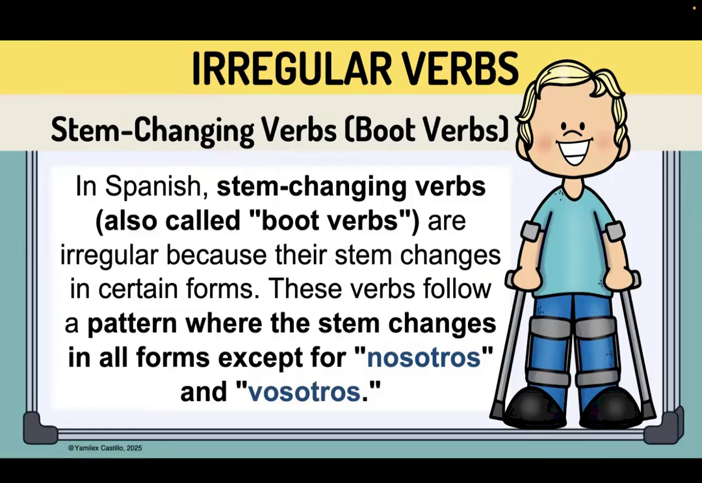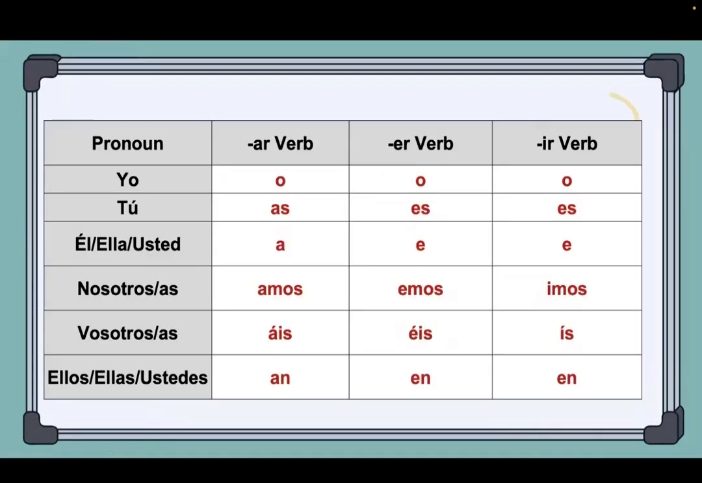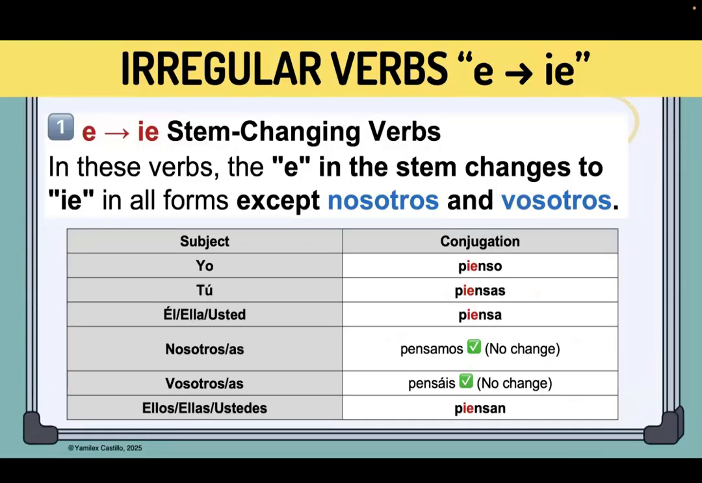So, in Spanish, stem changing verbs are irregular because they change their stem in certain forms. These verbs follow a pattern where the stem changes in all forms, except for nosotros and vosotros. As you know, this is the chart of endings for regular verbs. We're going to be using it shortly. So what is the rule saying? If you see an E, you're going to add the I before it, with the exception of nosotros and vosotros.